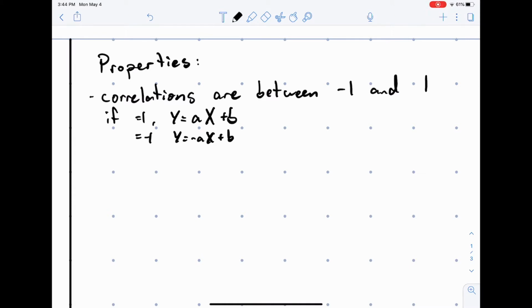So correlation is unitless. Kind of like a probability. It doesn't have units, even though x might measure something in meters and y might measure something in pounds. They don't have to be related at all. Correlation has no units. Unlike covariance, which would have pound meters, which wouldn't make any sense.